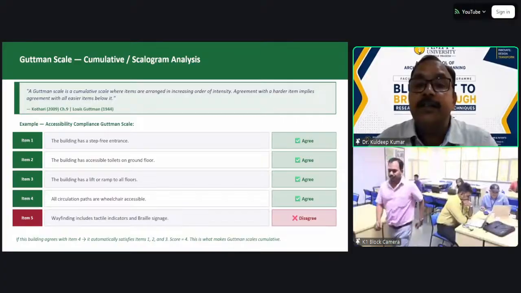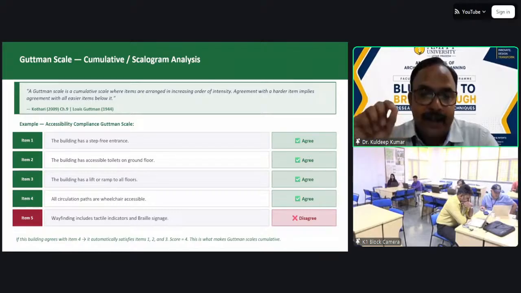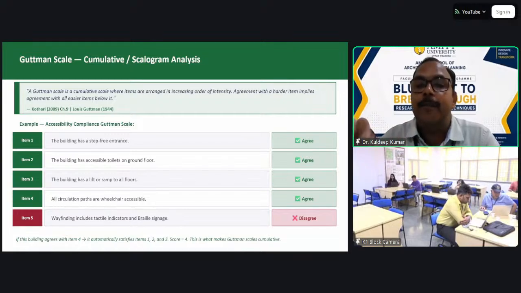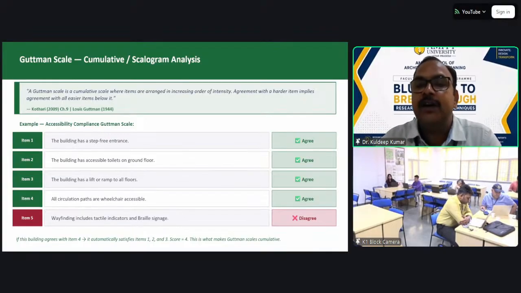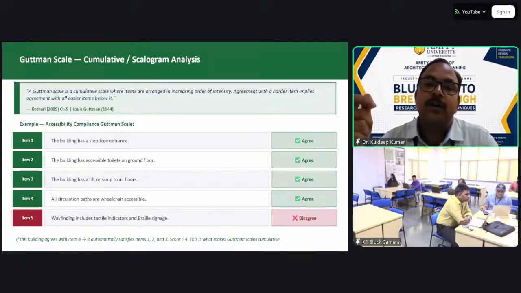Now here is the critical insight: because it is a cumulative scale, the score of 4 tells you exactly which items the building complies with and which it does not. Because we are assessing accessibility, or we are seeing the compliance, this score tells you the complete profile. So this is the power of Guttman scaling. It produces unambiguous, diagnostic information and not just a summary of numbers.